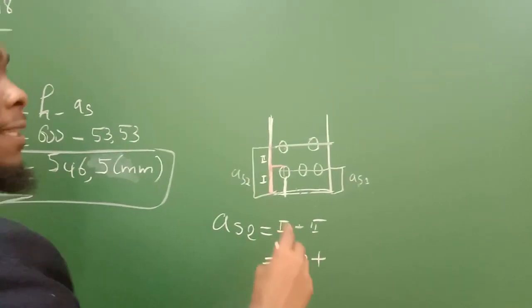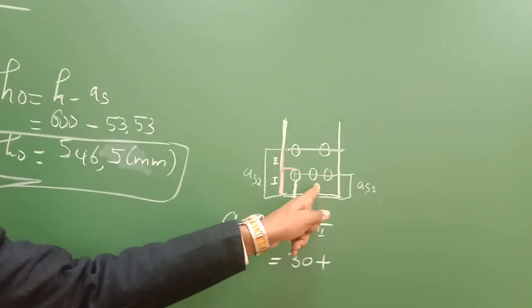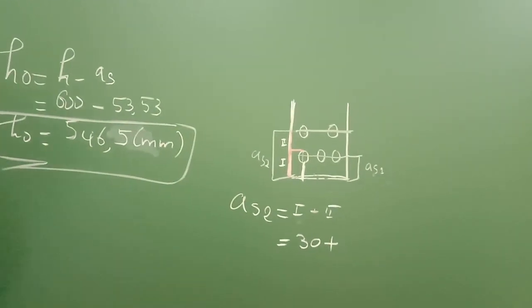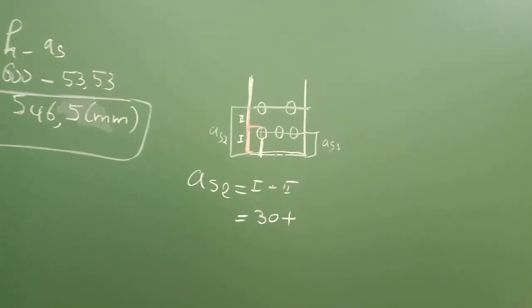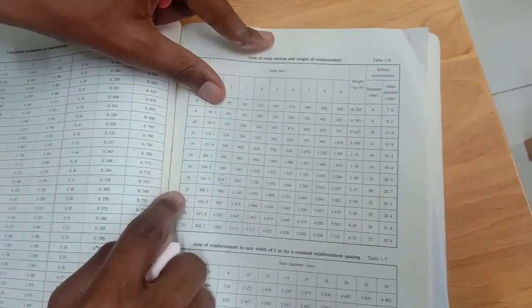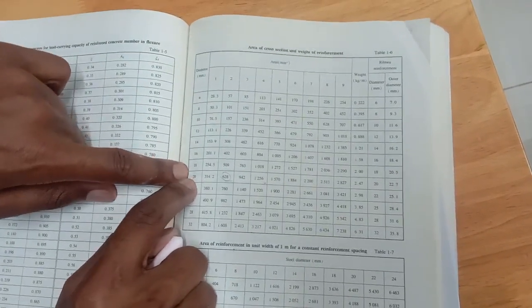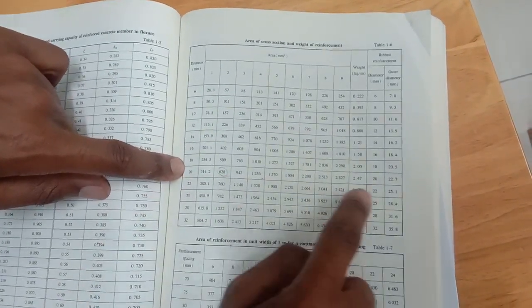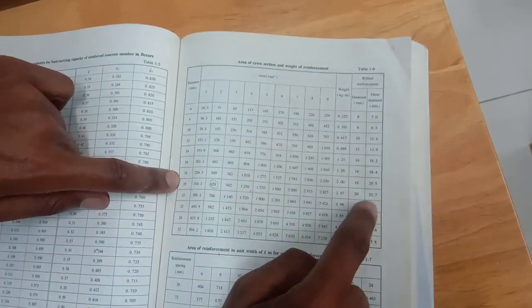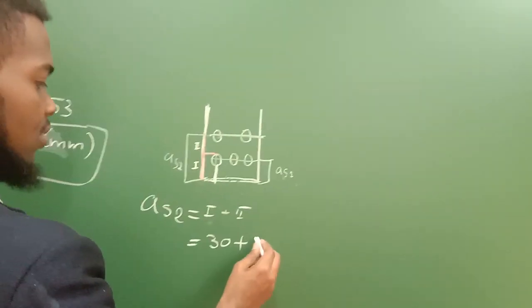So we take the outer area of AS1. The outer area of AS1, for the first bar steel of 20, was 22.7. So we do not divide it, we take it all. It's 22.7.